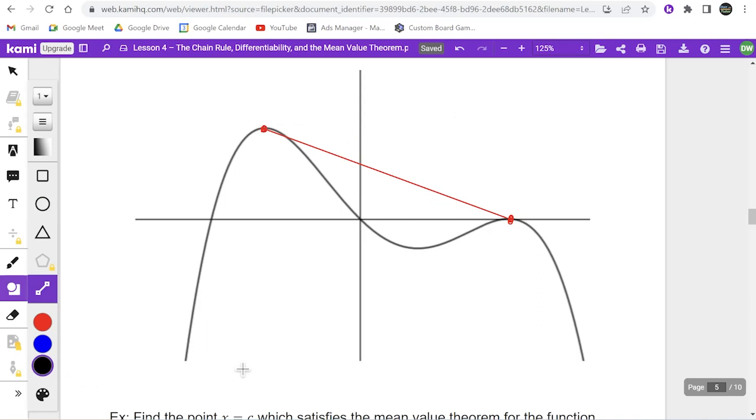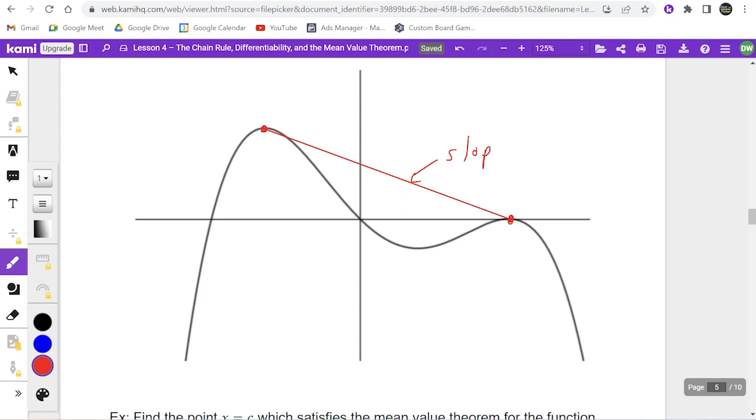Now, here's what the mean value theorem says. This red line has a slope of whatever. Okay, clearly it's a negative slope. Maybe the slope is -1. I don't know. But what the mean value theorem says is there must be another point on this graph in black that has the same slope as the red line. So let me just pick a point at random and see if it has the same slope or not. I'll choose this point right here.